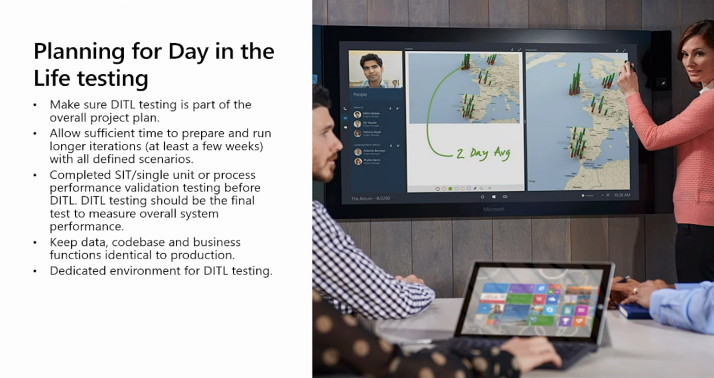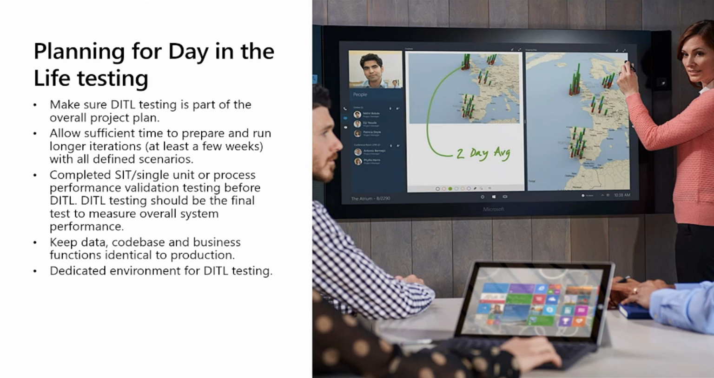And next, you should complete the UAT, SIT testing, and performance validation before you move into the day in the life testing. Day in the life testing should be the last one of the overall testing. But be careful when you put all the untested scenarios in the day in the life testing. Actually, it's really hard to find the related problem if there is no baseline from the performance validation. So we are trying to minimize potential issues when running the day in the life testing.